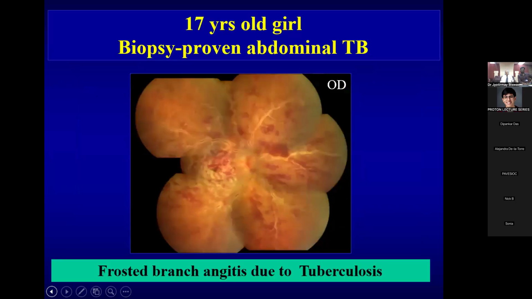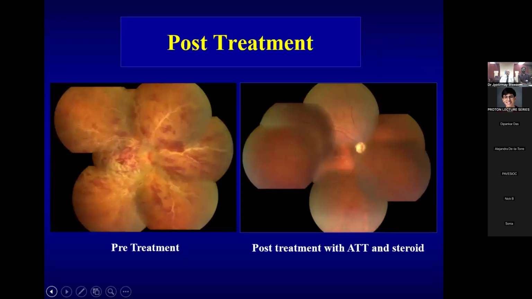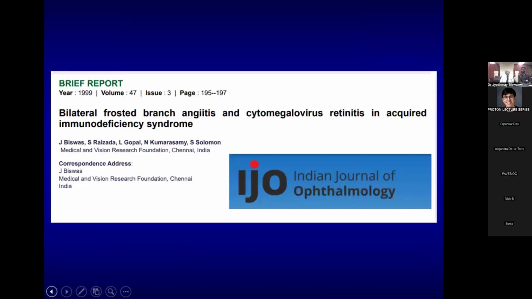And this is a 17-year-old girl, biopsy-proven abdominal tuberculosis, having retinal hemorrhages with frosted branch angiitis. And this patient responded to the treatment with ATT and steroid. There is a complete resolution of angiitis with the treatment.